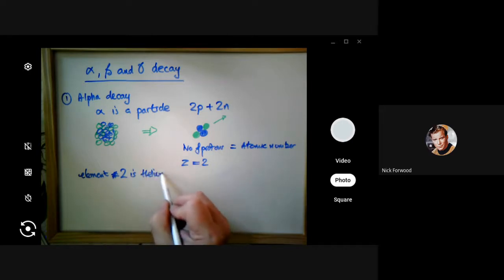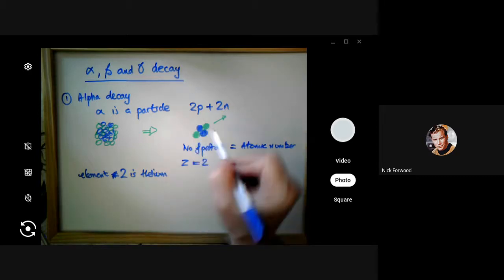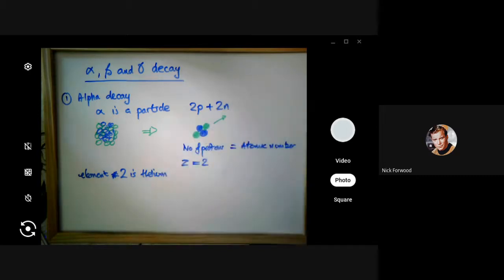So an alpha particle is sometimes described as a helium nucleus. It's not carrying electrons with it. There's no electrons here to make it an atom. It's a helium nucleus. So alpha is the same as a helium nucleus.